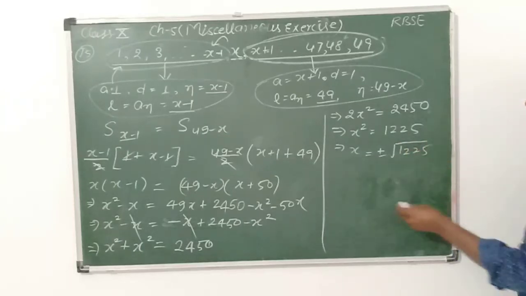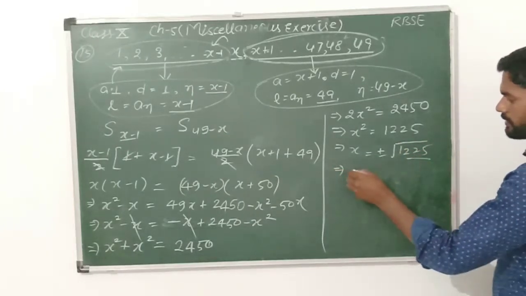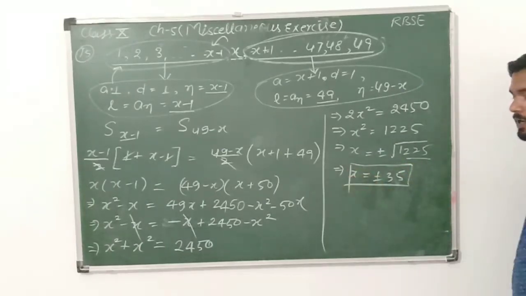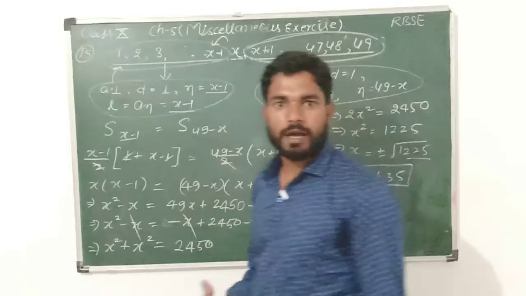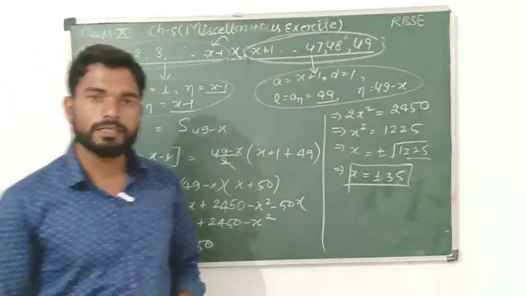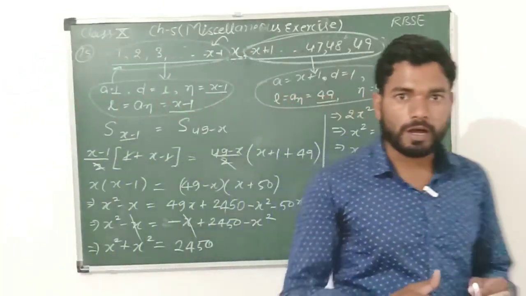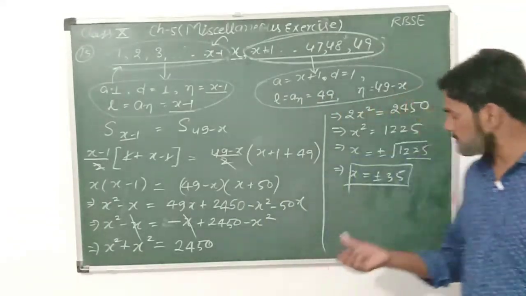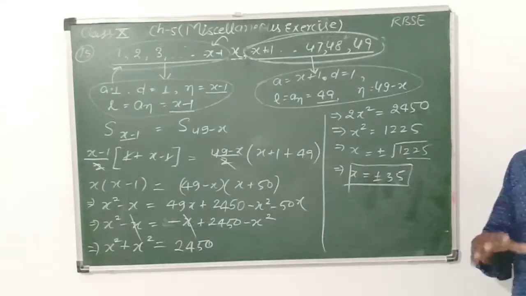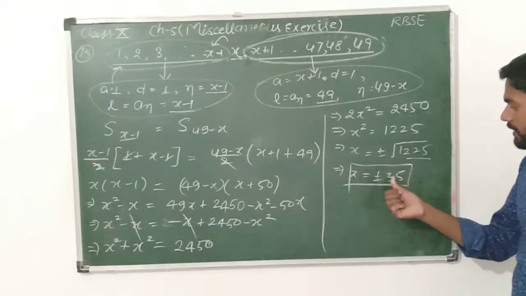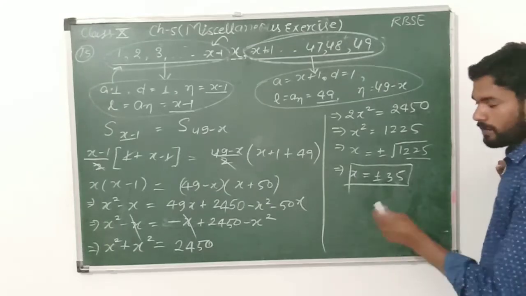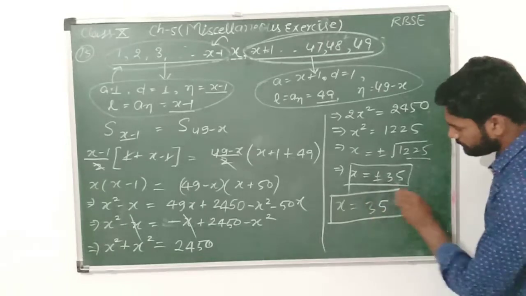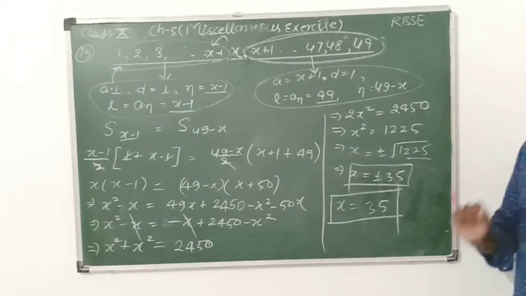x is equal to plus minus under root 1225, and finally the square root of this is plus minus 35. Two possible values are here. One is negative and the second is positive, but the number of houses can never be negative, so avoid the value minus 35. We will neglect it and consider only the positive value. So the number of the house, the value of x, is equal to 35.